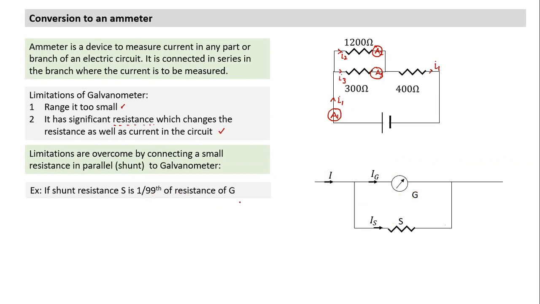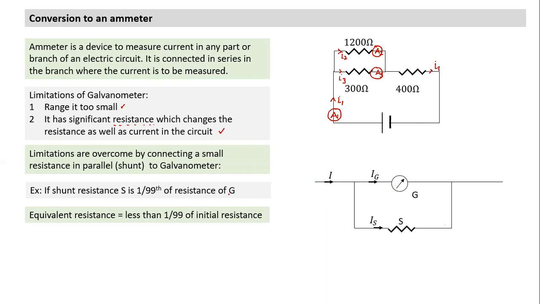Let's see if you understand. I'm just going in the sequence of how we overcome this limitation. Current I is the current in the circuit, in whichever branch I'm connected. This is the current I wish to measure, but now I have connected a shunt in parallel. So part of the current goes to the galvanometer, and the remaining part passes through the shunt. If I connect it like this, what will happen? First of all, the equivalent resistance will become less than 1 by 99 of the initial resistance. It will be less than S.